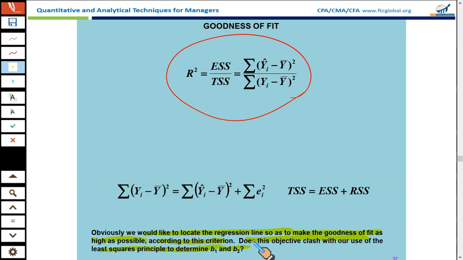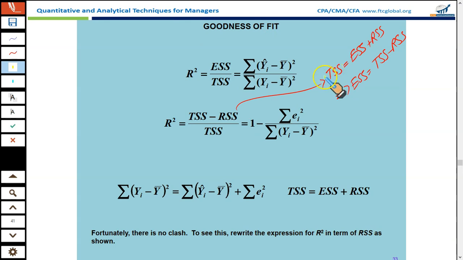So this model, ESS by TSS, is exactly what improves the goodness of fit for the regression model. Hence using the least square principle aligns with and supports the objective of maximizing model fit. They both move in the same direction, so there is no conflict, no clash at all. This slide shows you the reconciliation. To see this, we rewrite the expression for R square in terms of RSS, and that's what we get.